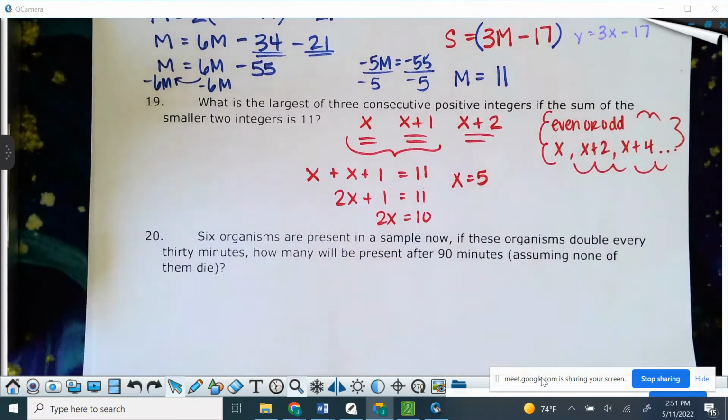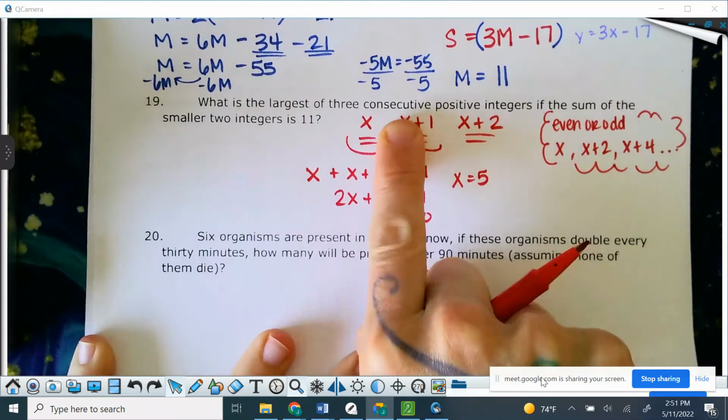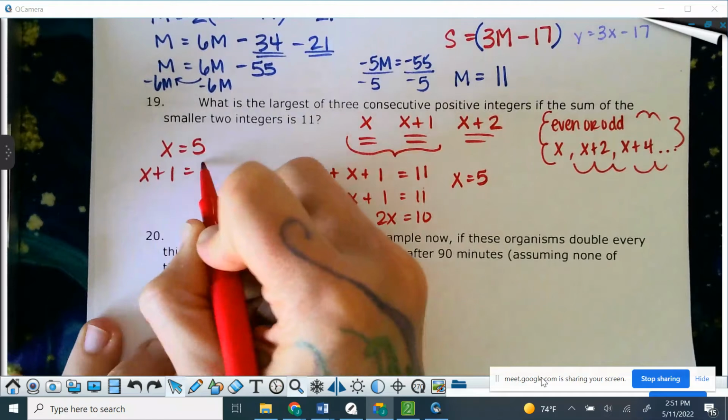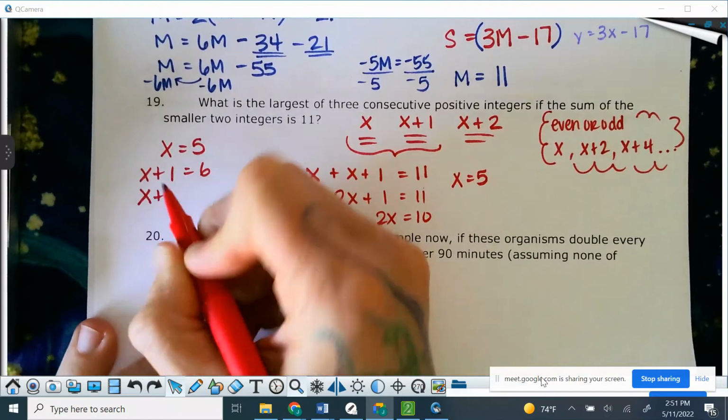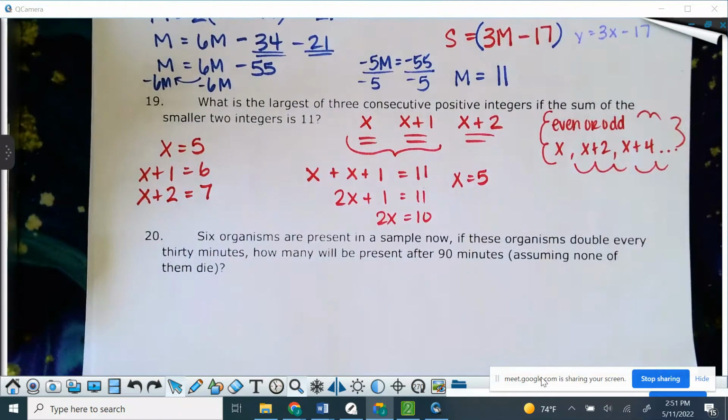And the way you guys did it, 5 plus 6 equals 11, that works as well. It's ultimately the same thing. It's just how your brain got there. So x is 5. And it says, what is the largest of the three? So if x equals 5, x plus 1 equals 6. x plus 2 equals 7. So the answer to this question is what number?